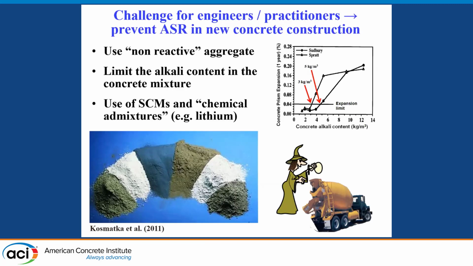How do we do that? We do that by, if we can, using non-reactive aggregate, and we know that in some regions it's not possible to do that. We can limit the alkali content in the concrete mixtures, and this, amongst a number of parameters, can vary according to one aggregate to another. So the threshold value of alkalis in the concrete that will generate deleterious expansion will vary from one aggregate to another. And we can also prevent ASR by using sufficient amount of effective supplementary cementing materials and chemical admixtures such as lithium-based admixtures.